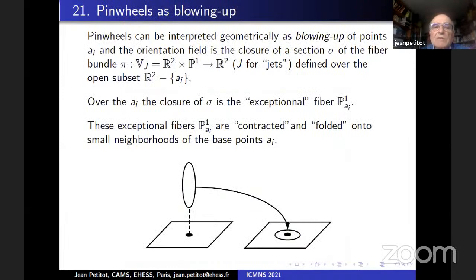Okay, now geometrically, pinwheels can be interpreted as blowing up of points A_i, and the orientation field is the closure of a section of the fiber bundle VG, G for jets, equal R2 cross P1 over R2, defined over the open subsets R2 minus the points A_i, the blown up points A_i. Over the A_i, the closure of the section sigma is the exceptional fiber P1, and these exceptional fibers P1 are contracted and folded onto small neighborhoods of the base points A_i to give pinwheels.